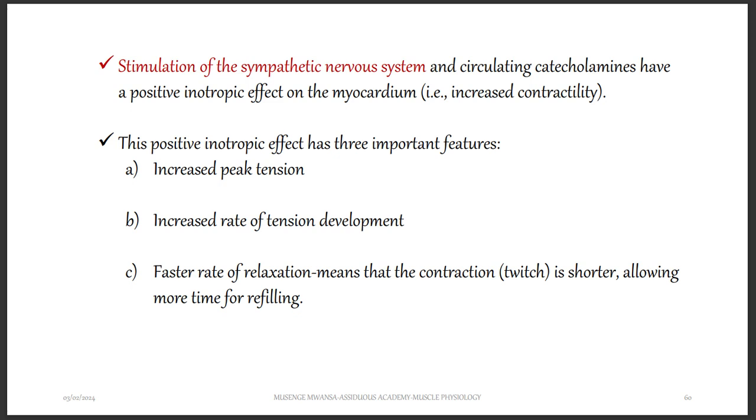Now, let me ask, what is the major hormone produced by the sympathetic nervous system? Any idea? So epinephrine, norepinephrine. Epinephrine is also called adrenaline. Norepinephrine, noradrenaline. These are the hormones of the sympathetic nervous system. So these ones will promote contractility. That is positive inotropism. Okay, these promote contractility.